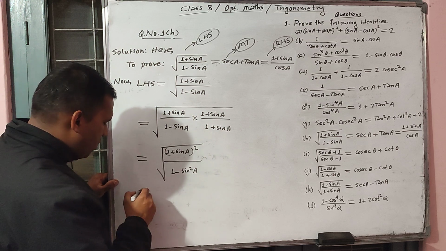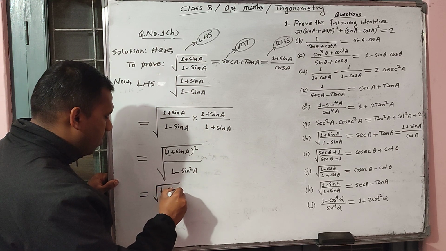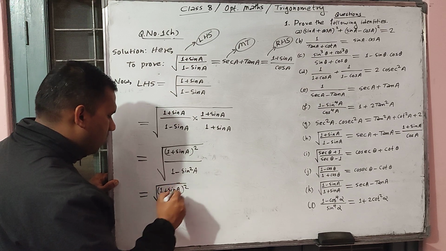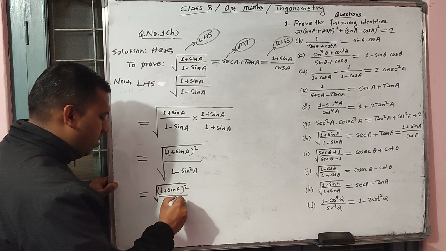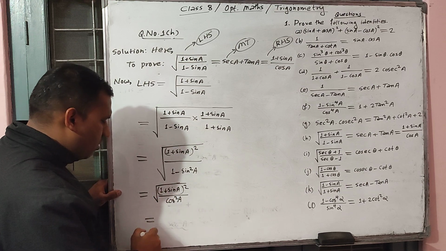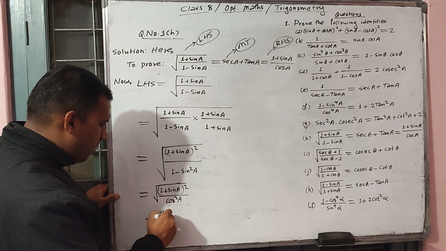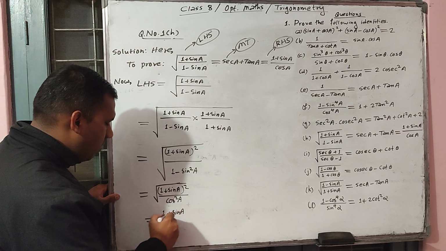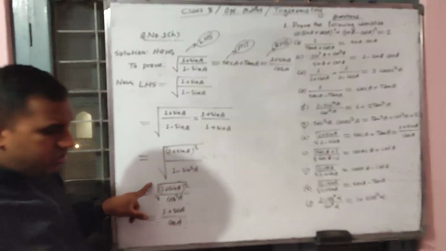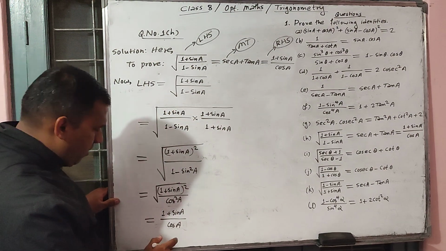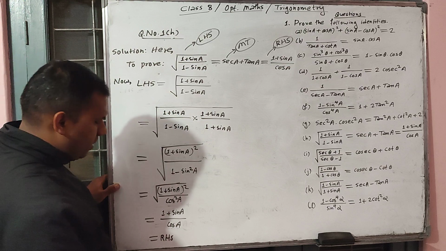So the next step is the square root of (1 plus sin A) whole square all upon 1 minus sin square, that is cos square. So this equals (1 plus sin A) all upon cos A. Since square and square root cancel each other, that is our RHS. We got RHS.